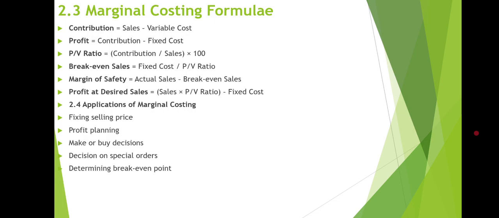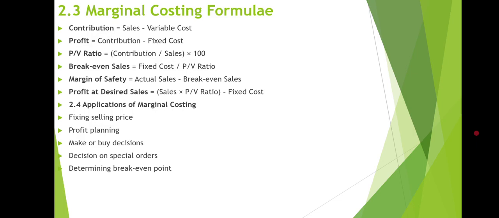So next, these are the formulas that we use in marginal costing. First we have contribution. Contribution, that means the sales minus variable cost. And next we have the profit. Profit, how we find out the profit? Contribution minus fixed cost. And how we calculate the PV ratio? This is calculated by contribution divided by sales into 100. And this is the break even sales. We can find out break even sales when fixed cost is divided by PV ratio. And margin of safety, that means actual sales minus break even sales. Profit at desired sales is equal to sales into PV ratio minus fixed cost.